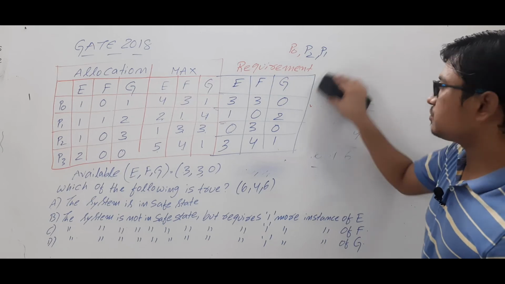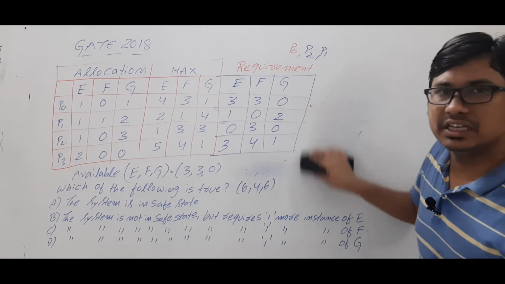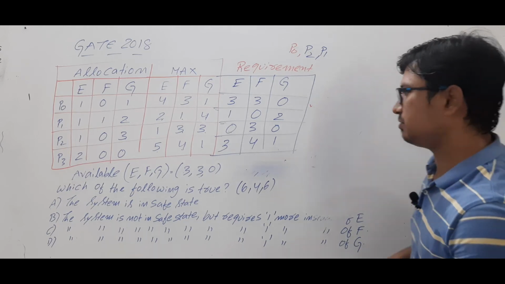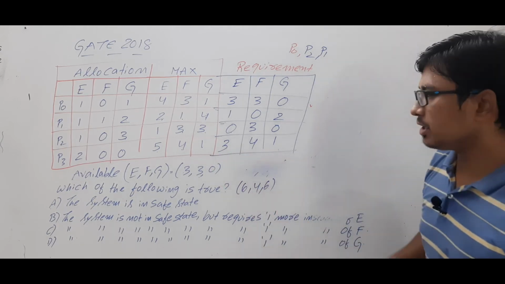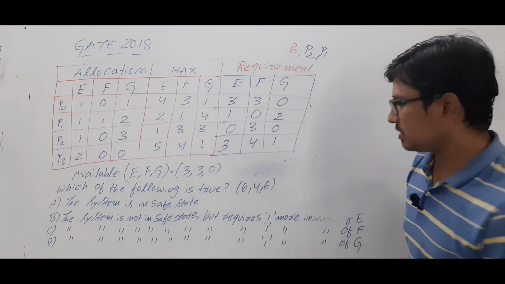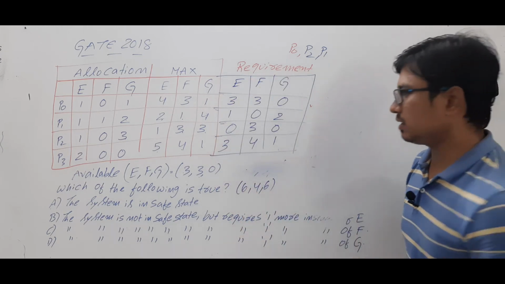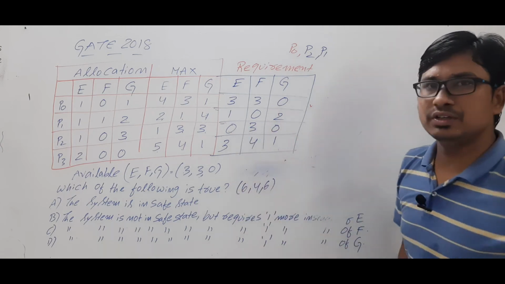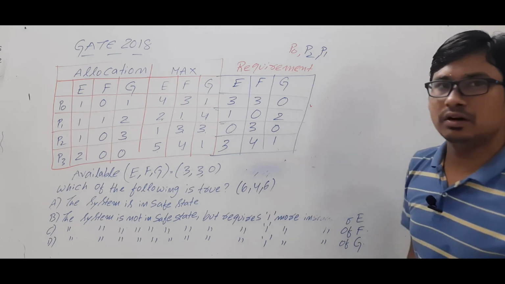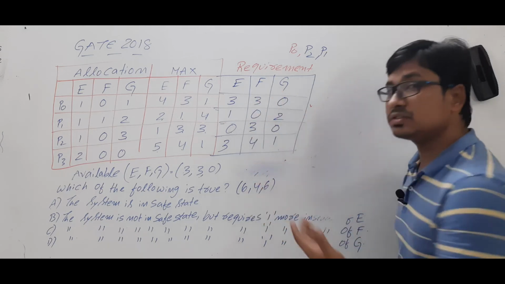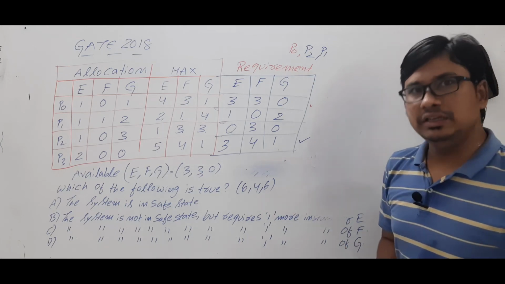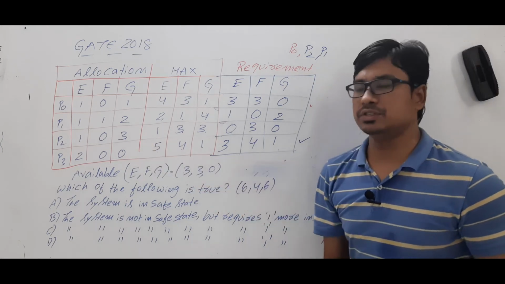If we can satisfy the requirement of P3, then we can say that the system is safe. Otherwise, we can say that the system is not safe. Look at the requirement of process P3. It needs 3 instances of resource E. We have 6, so we can give. It needs 4 instances of resource F. We can give. Am I right? And it needs 1 instance of resource G. We have 6, so we can give the EFG to the process P3.